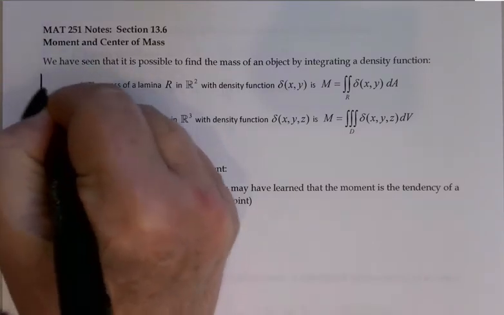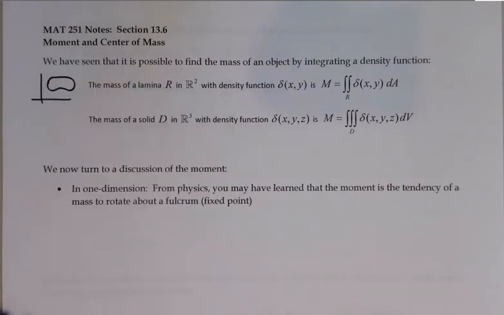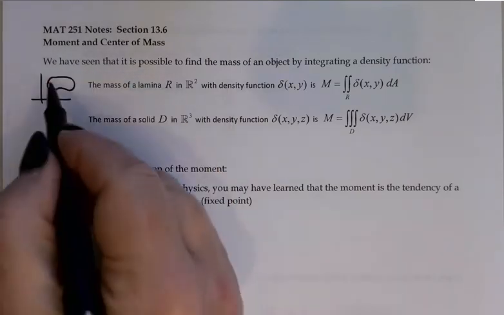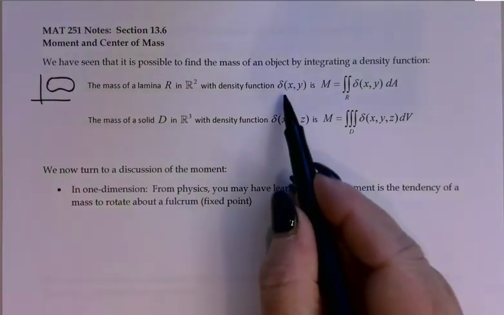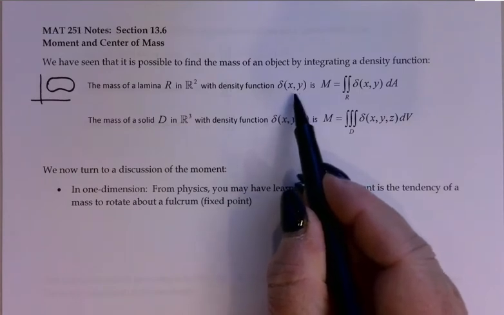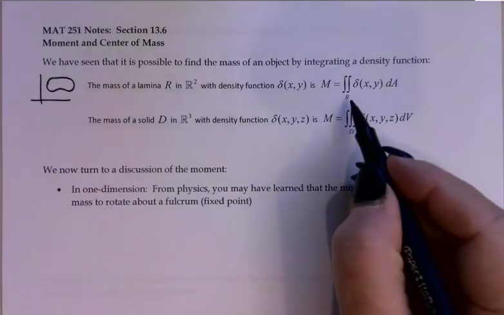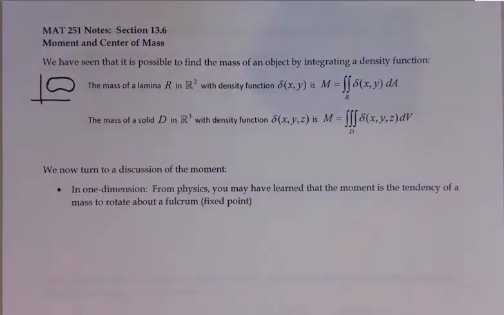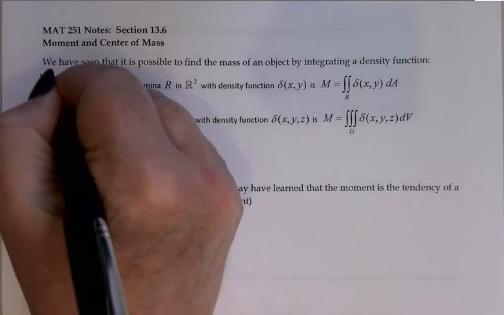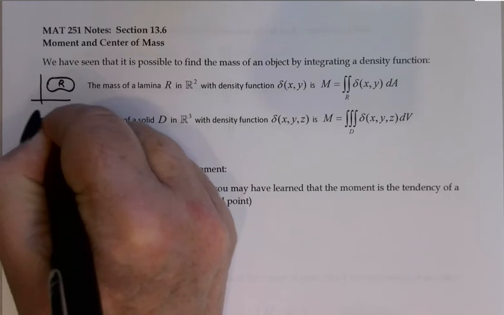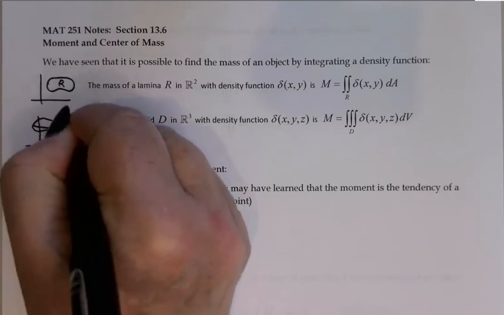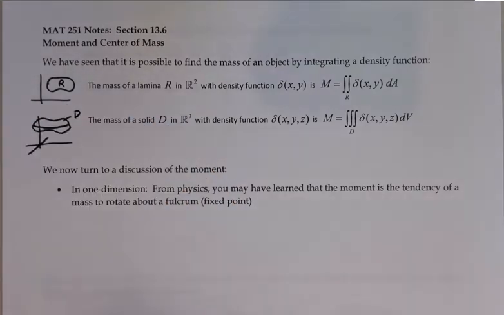If I have a little two-dimensional region, I think of that as what we call a thin lamina. In other words, it's basically two-dimensional, the thickness is negligible. And the density function may be a variable density function, depending on both x and y. Then our mass is just the double integral of the density. Similarly, if I have a three-dimensional solid, D, then my mass is going to be the triple integral of my density function.